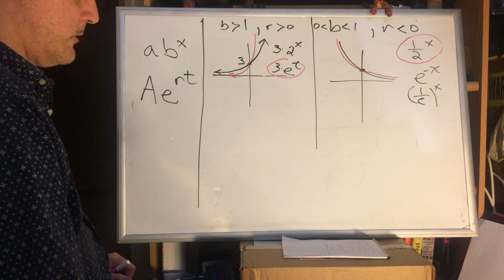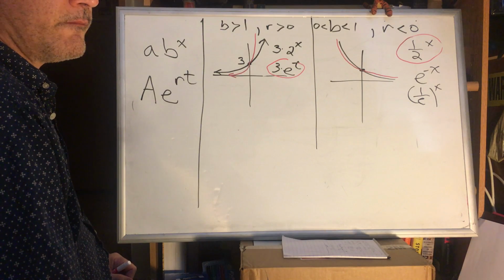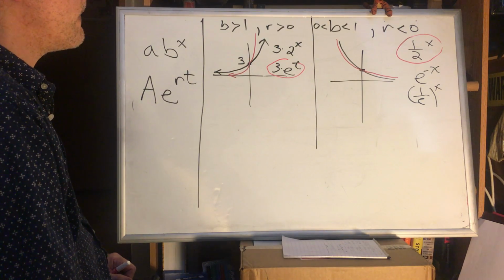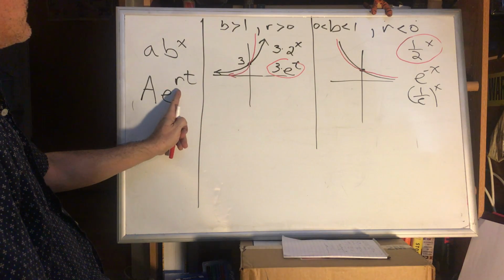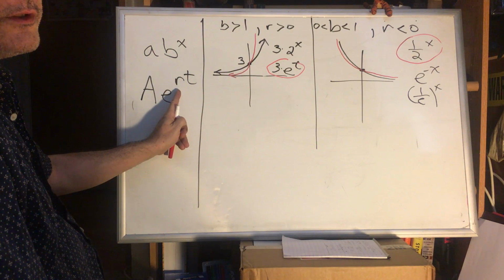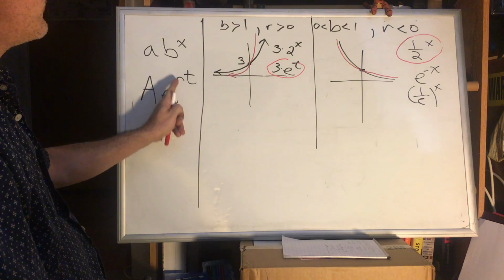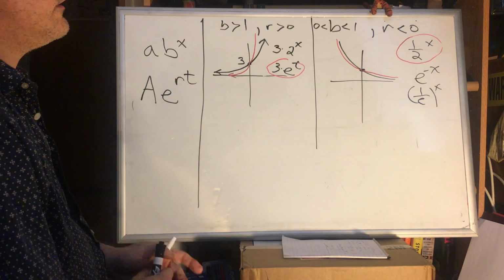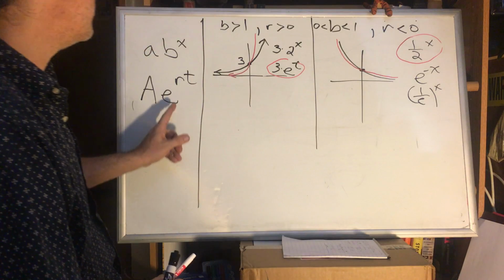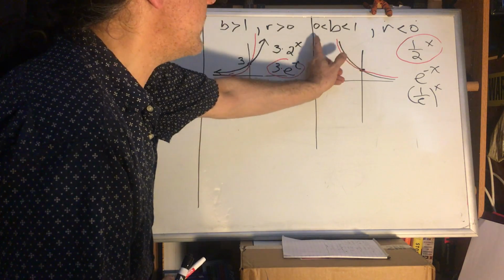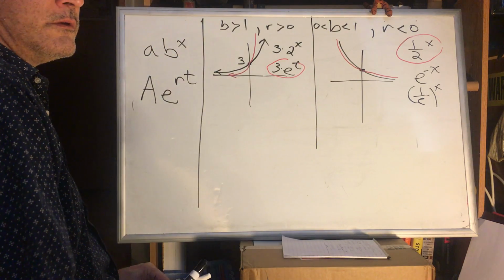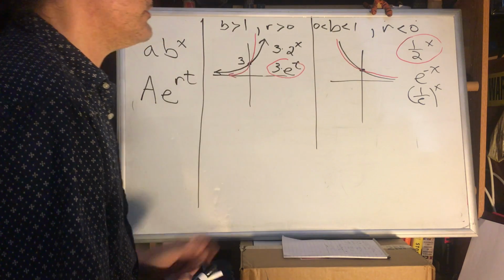And so those are the basic shapes of the graphs. If r is positive, this is going to represent percentage of increase. If b is greater than 1, same thing. If r is negative, it's going to represent a percentage of decrease, and in that case, the growth factor b, the base, would be between 0 and 1.